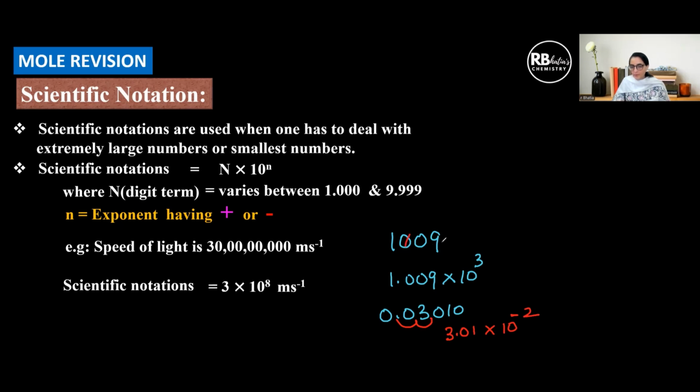When you move the decimal to the left, you get a positive power. For 1009, you have a decimal here, and you have moved it 1, 2, and 3 places to the right, so you had a positive power. If you move the decimal any number of places to the right, it will be a negative power.